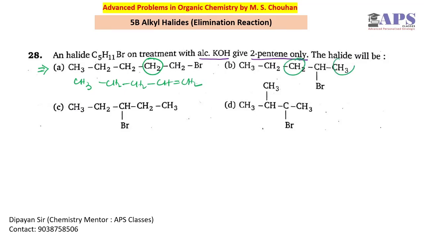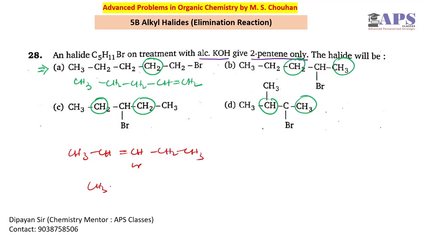In this case we have 2 beta positions. Okay, so a major-minor thing is possible, so we can have 2-pentene along with 1-pentene. Here we have again 2 beta positions, so 2 different products are formed, but here there are no 2 different beta positions. Okay, the 2 beta positions are identical, so any of them can be eliminated to have this kind of product, or this kind of product. Both of them are 2-pentene. Okay, so option C is the correct one.